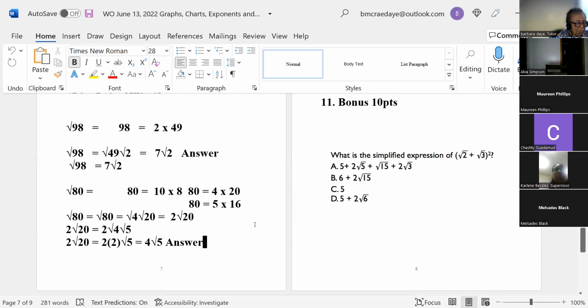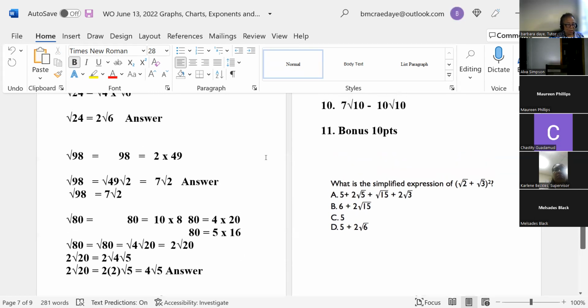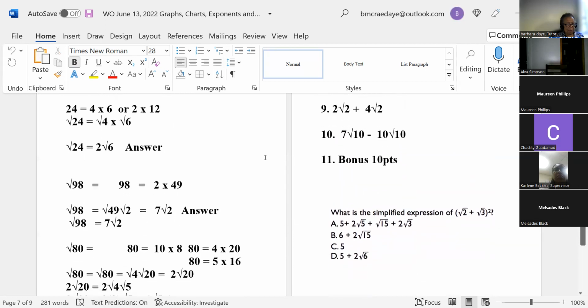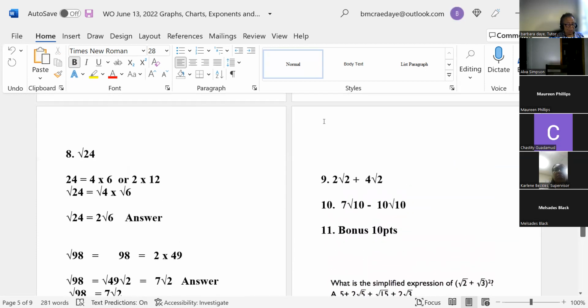Okay. So now you know how to simplify your radicals, right? Still learning. Okay. Now, you can also add and subtract with your radicals. And that means you add the coefficients, like 2 times the square root of 2 plus 4 times the square root of 2. Alpha, what would that be equal to?